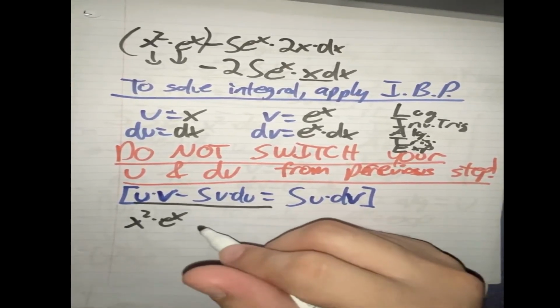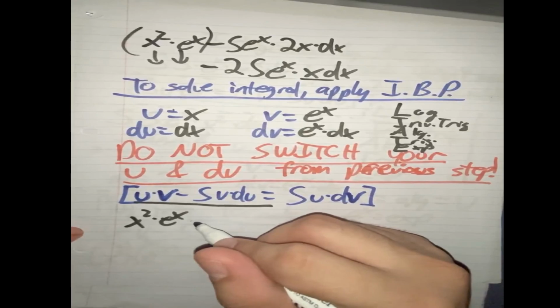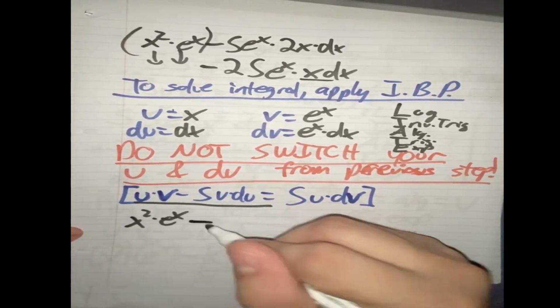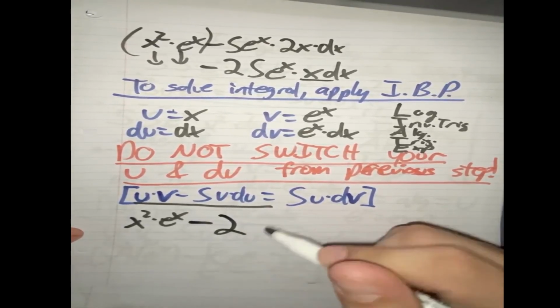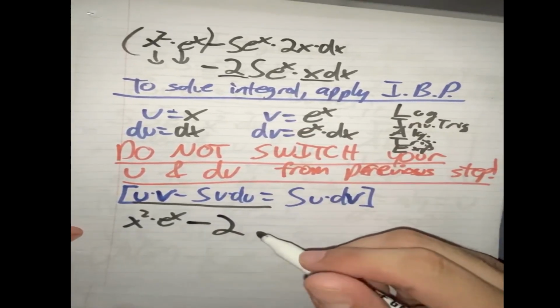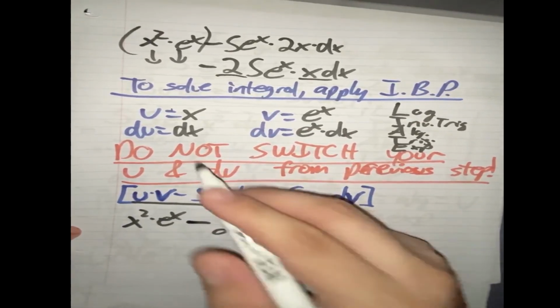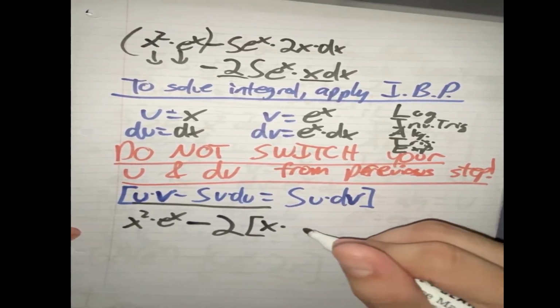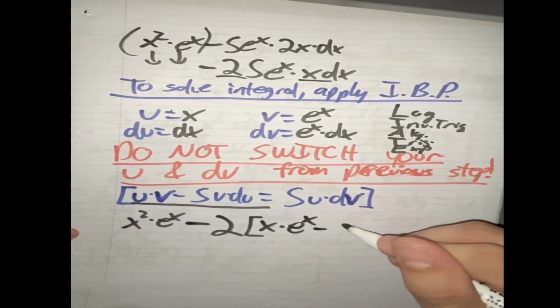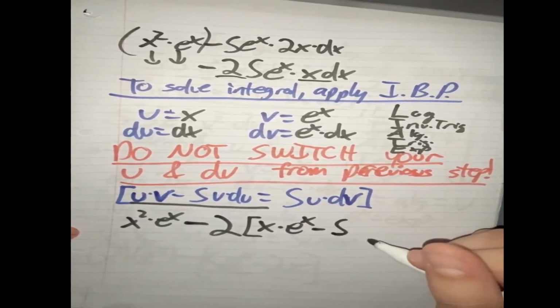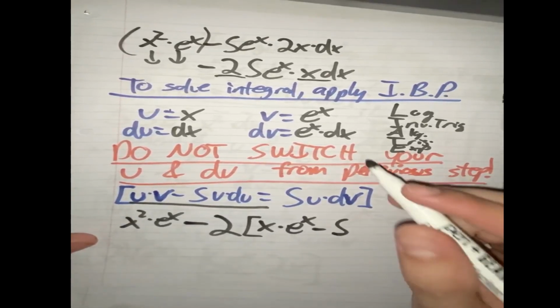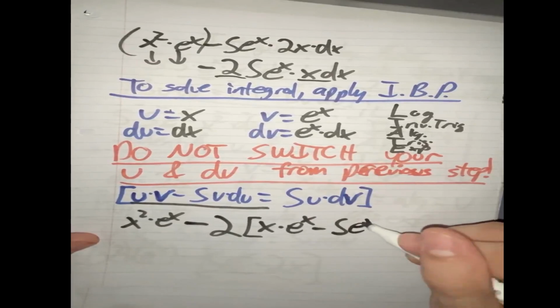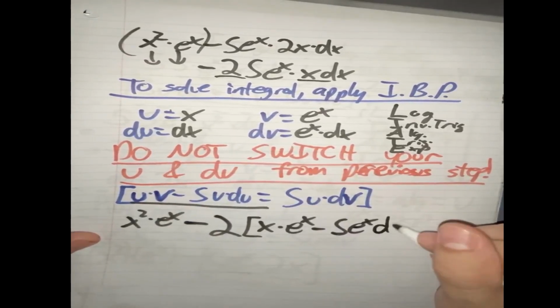So keep in mind this was inside a negative integral sign. So minus 2, because we have a 2 right here. And now we plug in u, which is x, v, which is e to the x, minus the integral of v, which is e to the x, times du, which is dx.